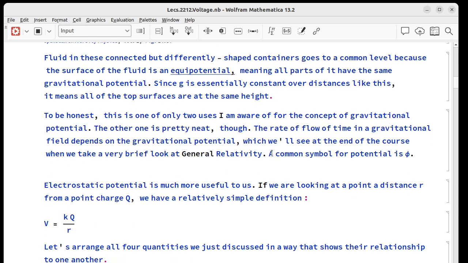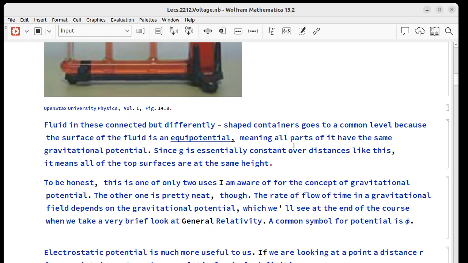This is really one of the only two uses I know about for gravitational potential, but the other one is really pretty cool. It says that the rate of flow of time in a gravitational field depends on the gravitational potential, and we might look at this for a minute at the end of the course if we look very briefly at the general theory of relativity. Problem is, that's so complicated that even Einstein spent 10 years working on it before he was able to understand it enough and publish it.